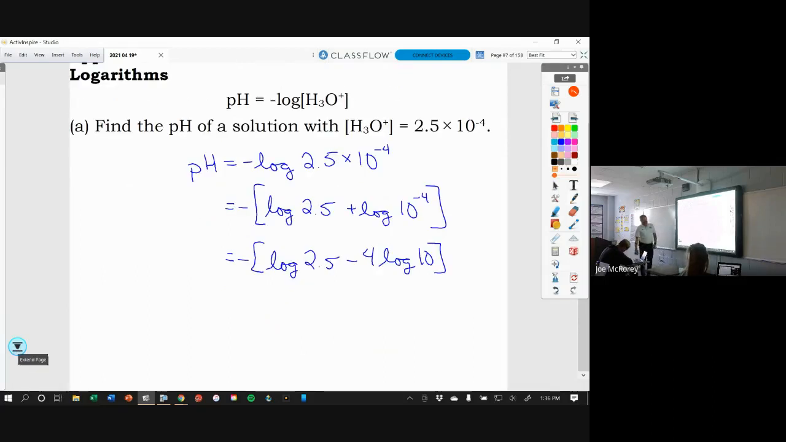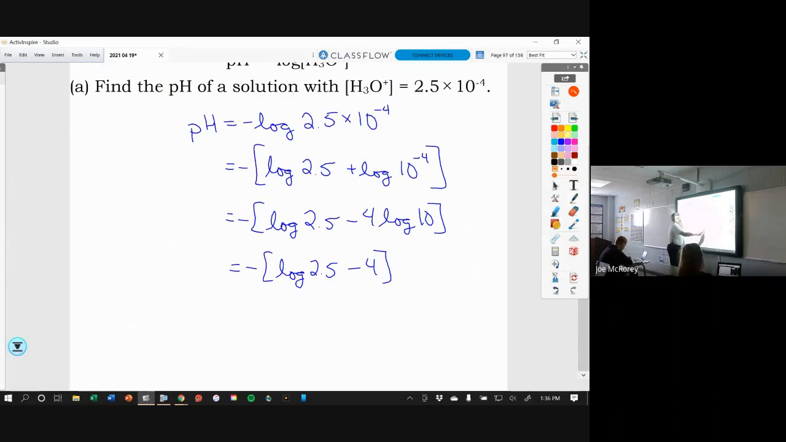No calculators yet. What's log 10? 1, because it's log base 10. So it's minus 4. Okay? So we have negative log 2.5 minus 4.